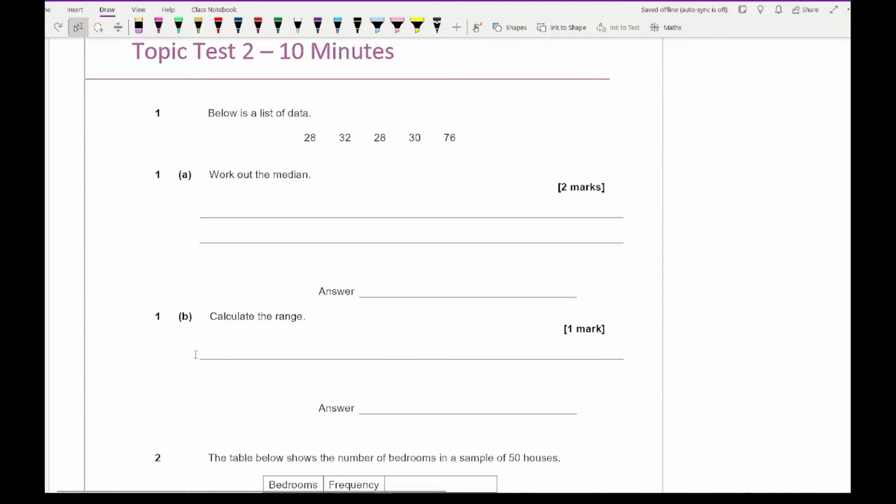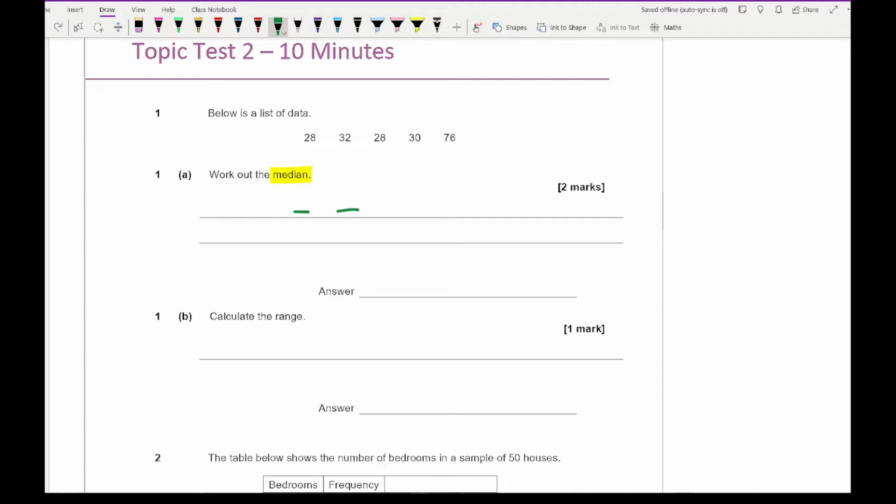So question 1 says below is a list of data and we've got 5 numbers, and the question is asking us to work out the median, and it's worth 2 marks. Now the median is the middle number when the data set has been ordered. So what we need to do first is to order these 5 numbers.